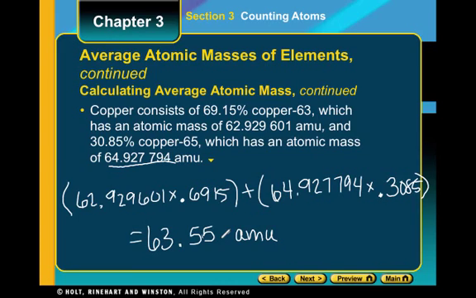The bottom, very last one, a problem just like that. We just have 3 isotopes instead of just 2. Okay? So the bottom one is just like that.